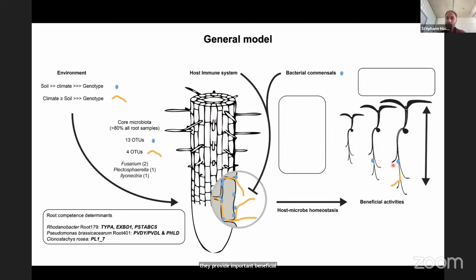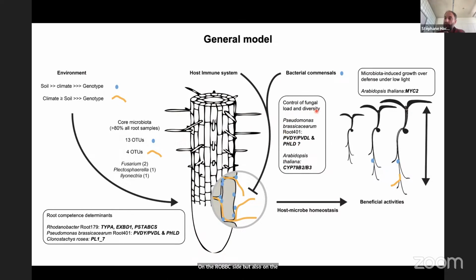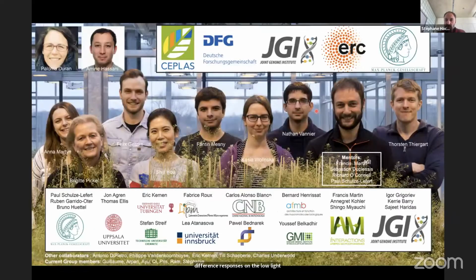I hope I could also convince you that now we are trying to identify mechanisms and genetic determinants that are important for root colonization on the microbial side, so in the bacteria and in the fungi. We also identified genetic determinants that are important for controlling these fungi on the Arabidopsis side, but also on the bacterial side. And finally, we identified plant genes that are important for balancing microbiota-induced growth over defense responses under low light.